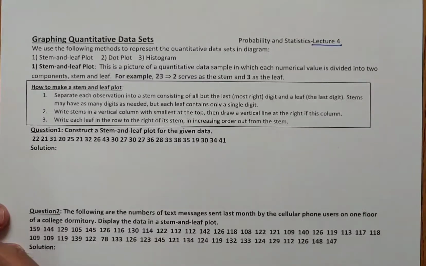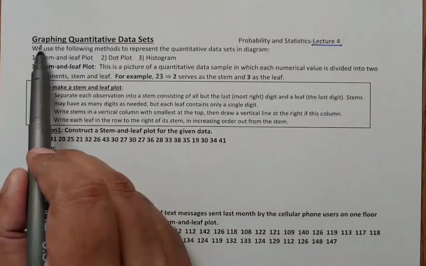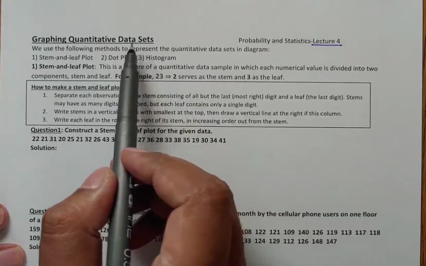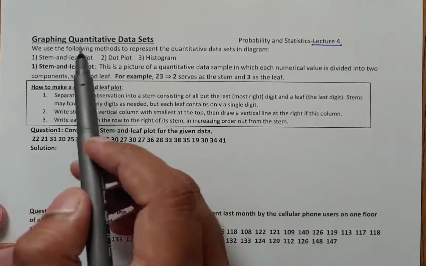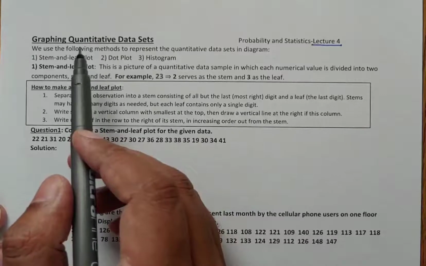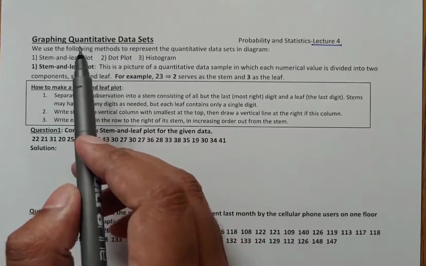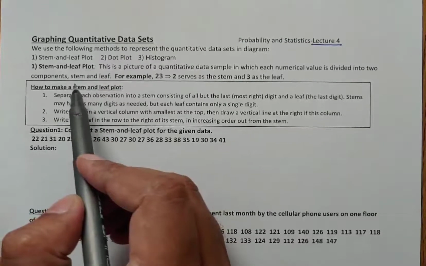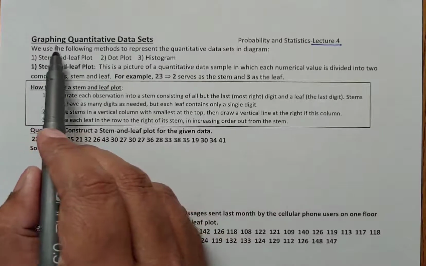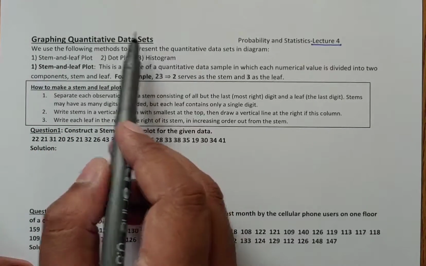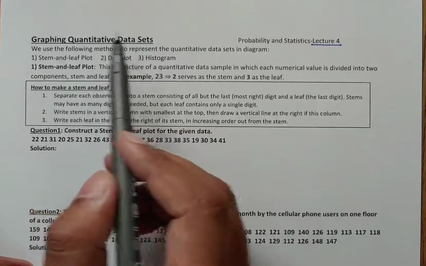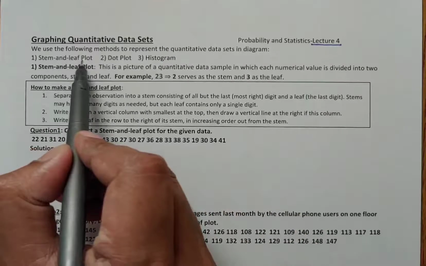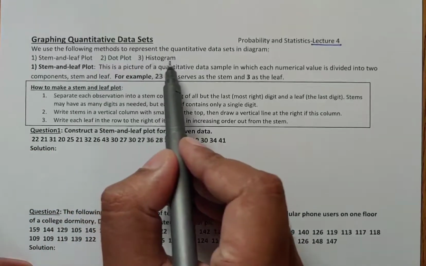In this lecture, we are doing the graphing of quantitative data sets. In the previous lecture, we did graphing qualitative data sets, and there we did the bar graph and pie chart. And in this lecture, we are doing the graphing of quantitative data sets, and here the methods to graph the quantitative data sets are stem and leaf plot, dot plot, and histogram.